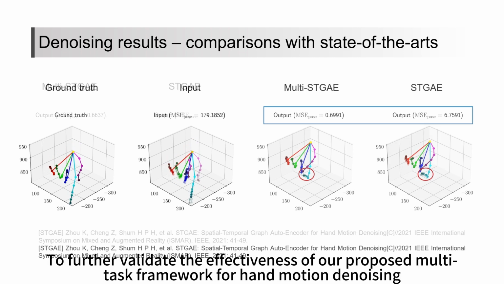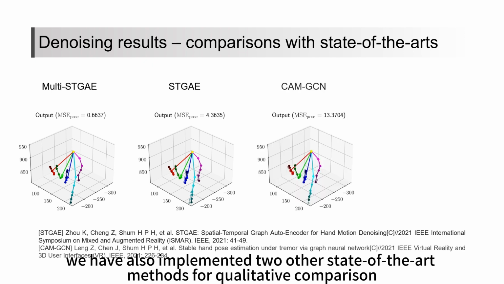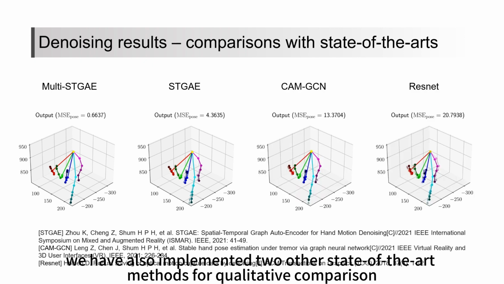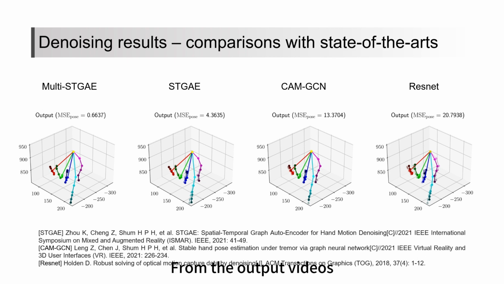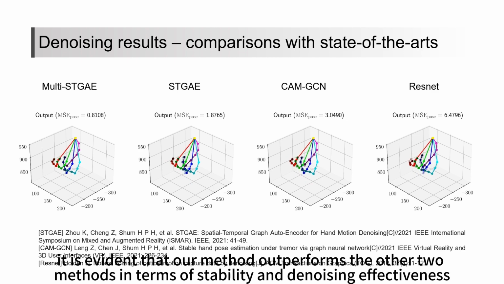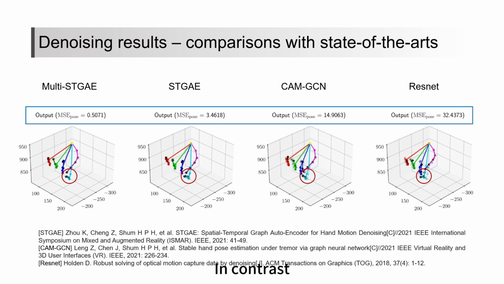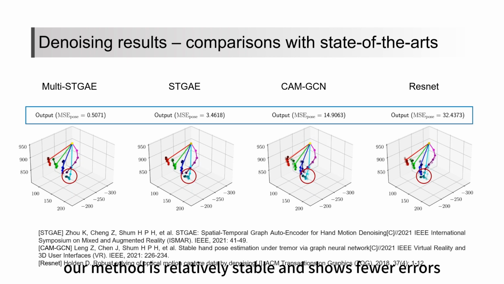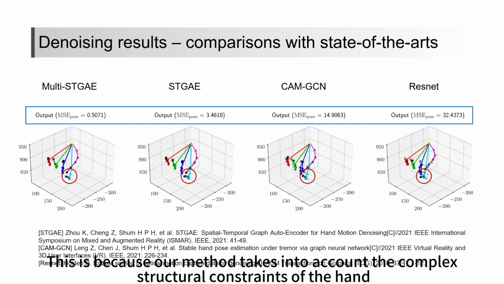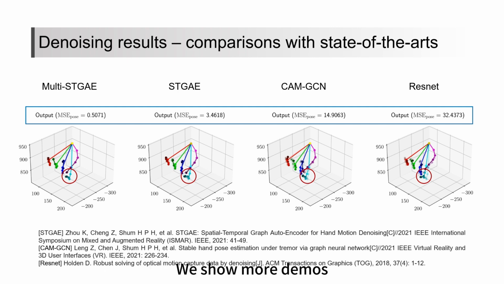To further validate the effectiveness of our proposed multitask framework for hand motion denoising, we have also implemented two other state-of-the-art methods for qualitative comparison. From the output videos, it is evident that our method outperforms the other two methods in terms of stability and denoising effectiveness. Both of the other methods exhibit obvious jitter and some frames with large errors. In contrast, our method is relatively stable and shows fewer errors. This is because our method takes into account the complex structural constraints of the hand, resulting in better results than other methods. We show more demos.